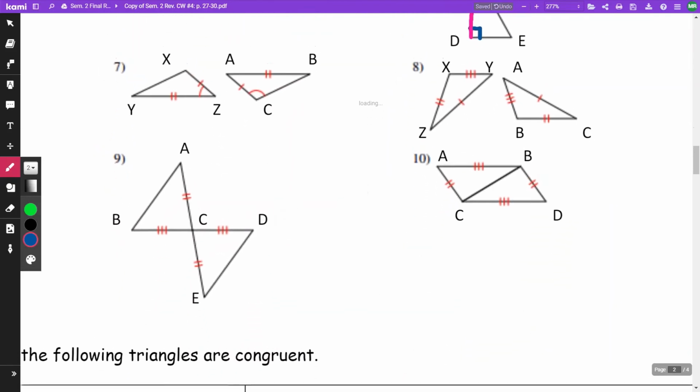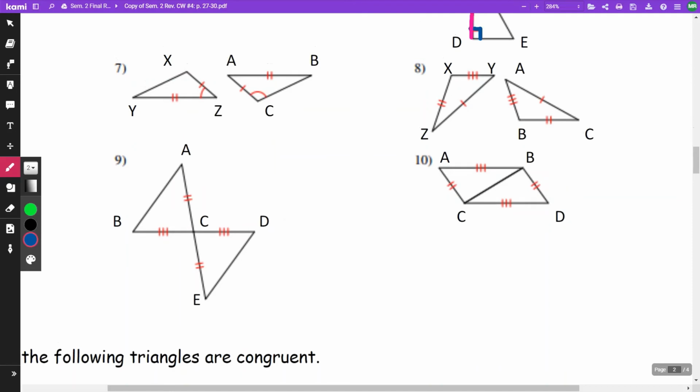Number 7, I have an angle and an angle. I have this side with a single mark and this side with a single mark. I have this side with a double mark and I have this side with a double mark.